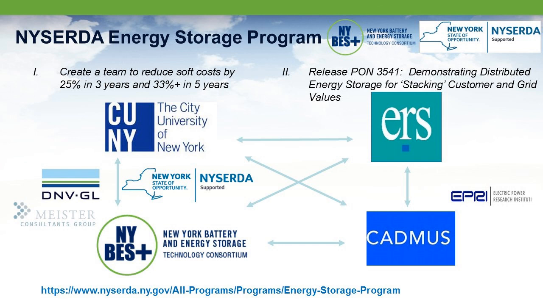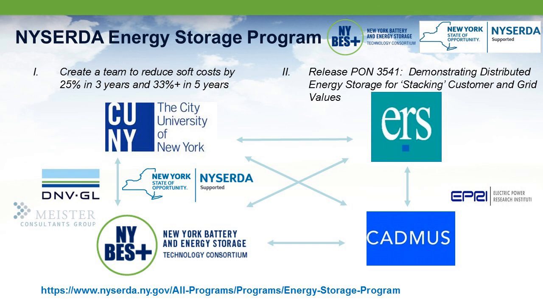The other aspect here is the soft cost reduction team. We've created a team here to reduce soft costs by 25% in 3 years and 33% or more in 5 years. CUNY, which is working very closely with NYSERDA. A lot of work has been done to streamline the permitting process, especially in New York City, and then it's going to expand outside of New York City as needed with an initial focus on outdoor permitting.